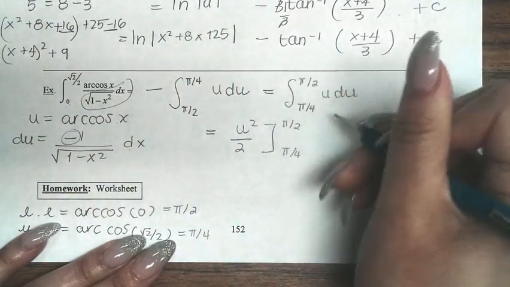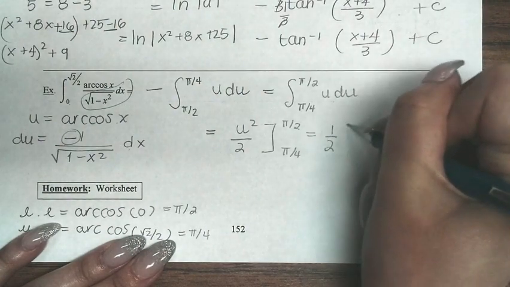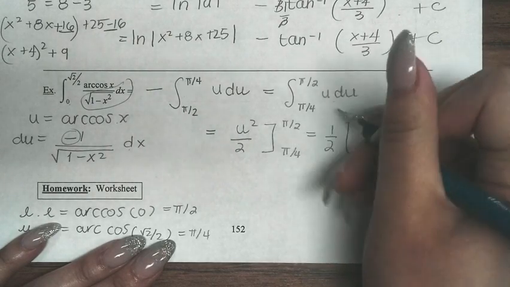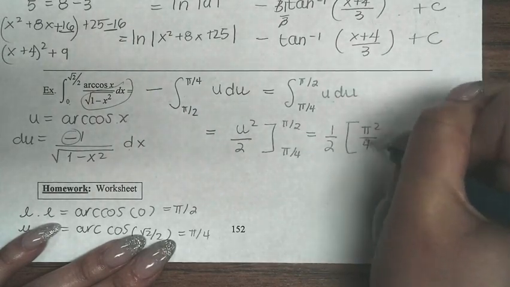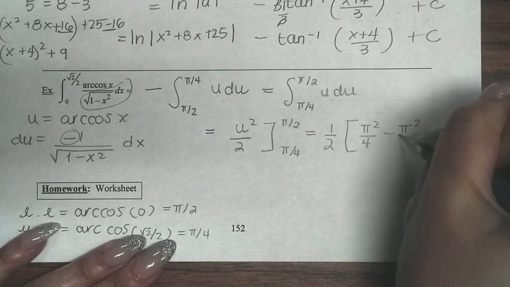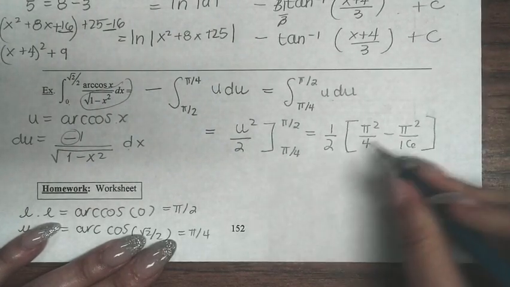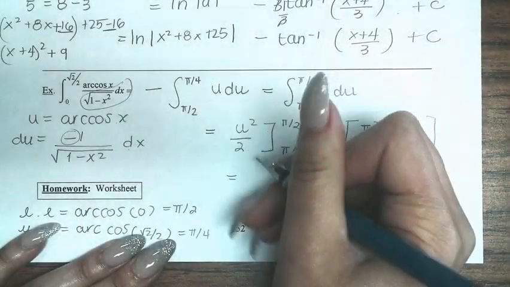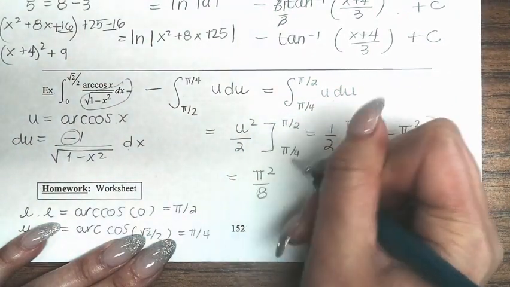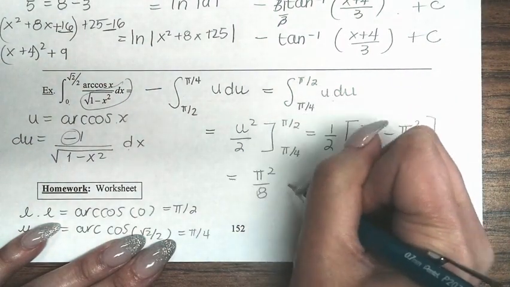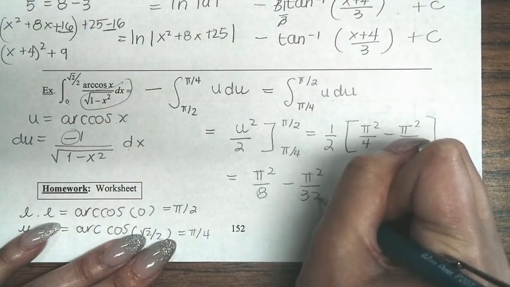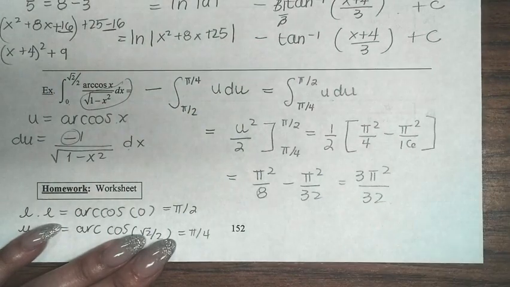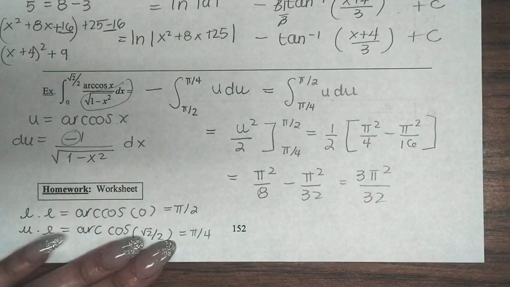After that, you know that this is going to be equal to 1/2 times pi squared over 4 minus pi squared over 16, and you close it. You can just leave it like that, or I'm going to do it all the way because these are the notes. It's going to be pi squared over 8 minus pi squared over 32, and this is going to be equal to 3 pi squared over 32, and that's going to be your answer. And that's pretty much it. I hope that you find this video helpful. Bye!